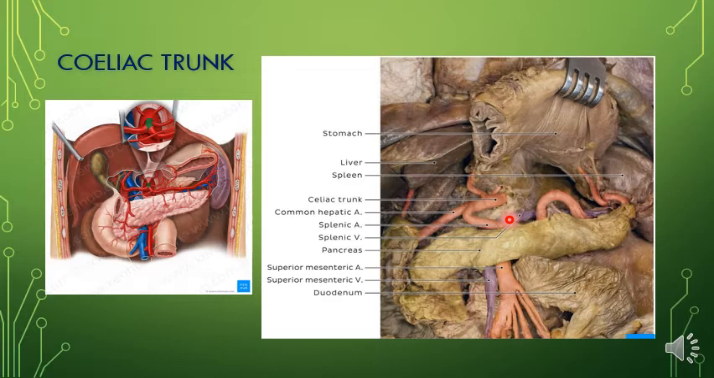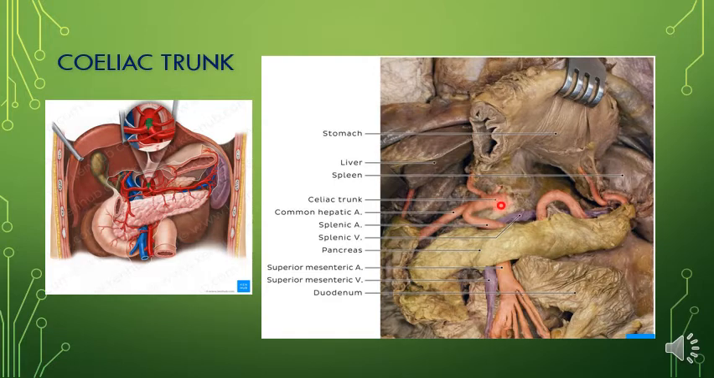Then the trunk of the artery proceeds forwards. So this is the trunk of the artery. It proceeds forwards and somewhat towards the right, and then divides into three branches. So this is the celiac trunk here. It divides into three branches: left gastric, common hepatic, and splenic. This is the splenic artery, and this is the common hepatic artery. This is the left gastric artery. So these are the three important branches coming from the celiac trunk.